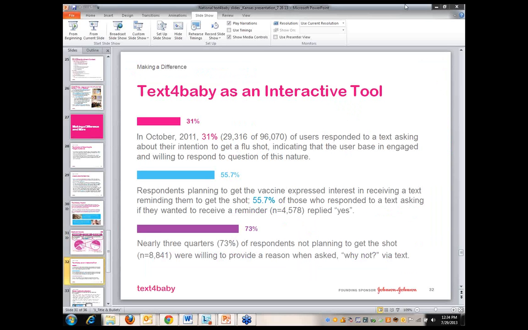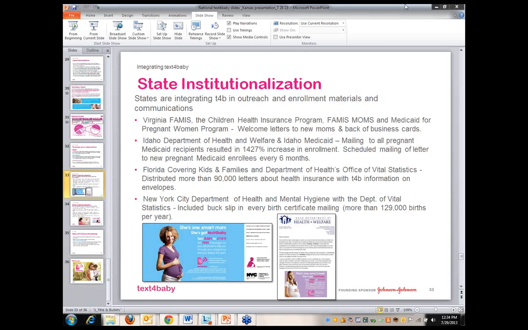Text4baby is an interactive tool. I keep mentioning this. In October 2011, I talked about the flu module that we implemented, and we're continuing to do this every year, getting a really great response rate, as well as interest in receiving text messages to remind them, and then understanding the obstacles in receiving a flu shot.